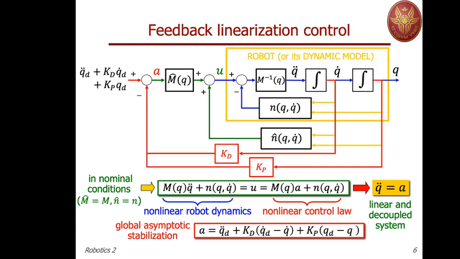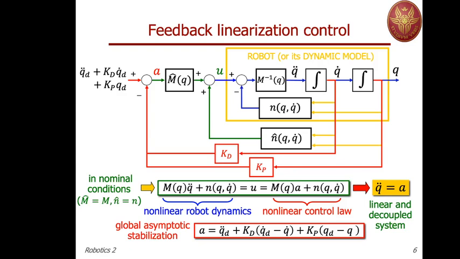In fact, a can be written as the feedforward terms in the acceleration plus KD, which multiplies the difference between the desired velocity q d dot and the actual velocity q dot, plus again KP, that multiplies the error between q d and the measured q. And indeed, since the system after the first step of this control design was already decoupled, there is no sense in choosing gain matrices which are not diagonal, so that we can preserve locality of the linear design as well.